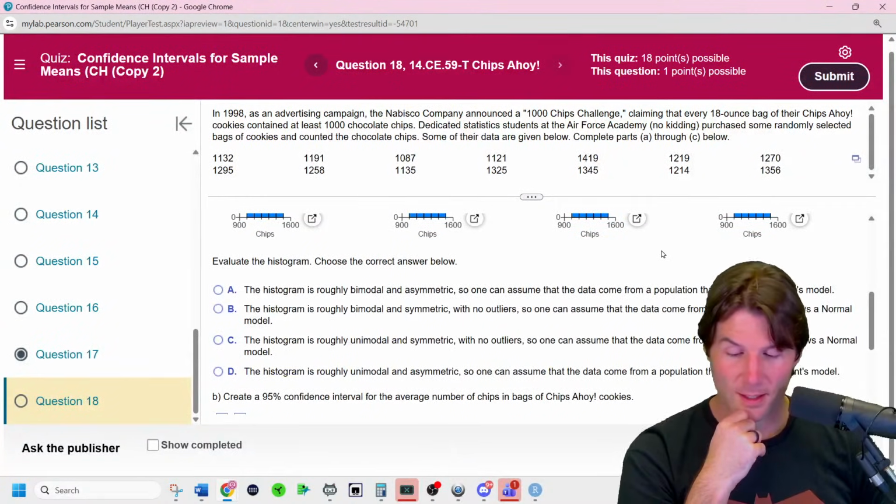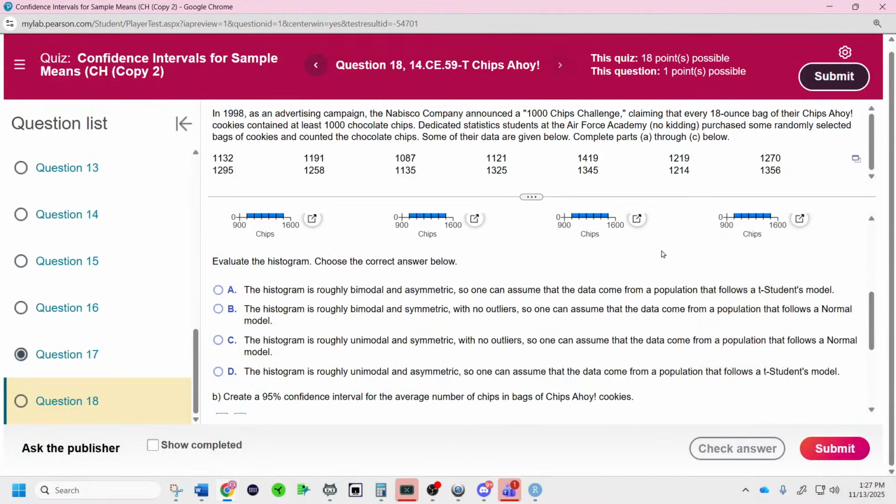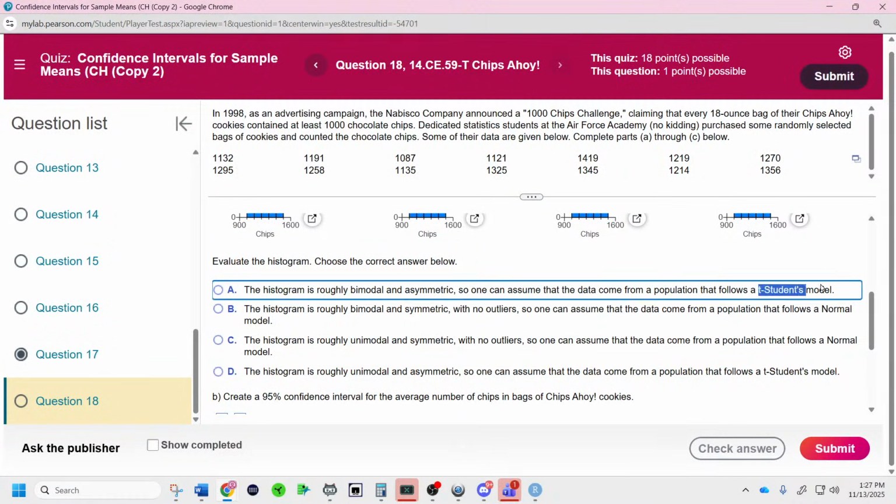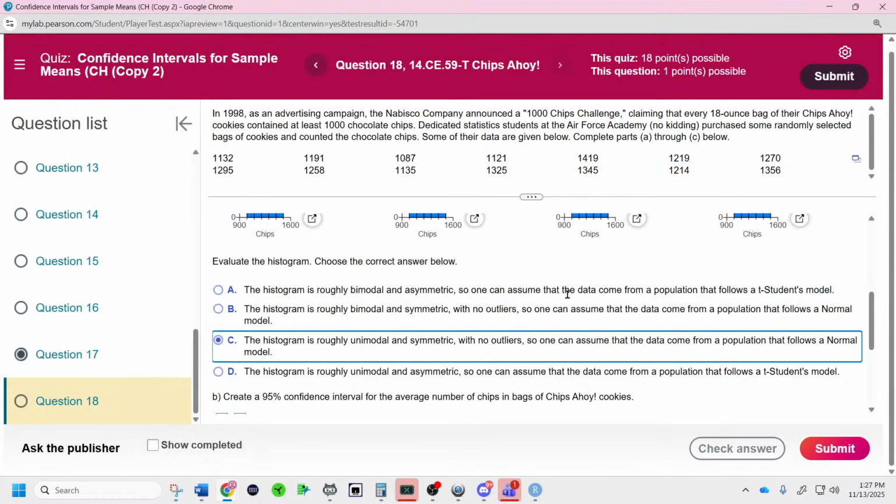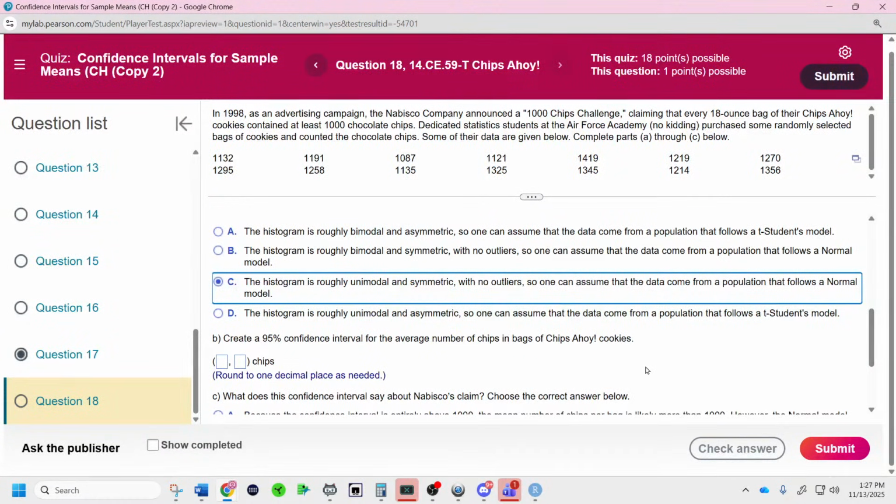This one's a bit weird. It's asking about the nearly normal condition. It's basically unimodal and symmetric, so because of that, it should follow the normal. We use the student t to find the p-value, but we're saying it should be nearly normal. This goes to the nearly normal condition.